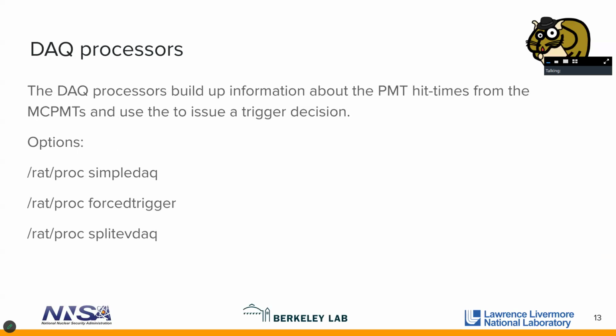Okay, moving on to the DAC processors, which are maybe the most important in terms of how the infrastructure for ratpac works. The idea with the DAC processors is that they typically build up information about the PMT hits from the MC PMTs, and I'm going to give a very specific example of this in a second. So they build up information about the PMT hits and then use that information to issue a trigger decision, whether or not the detector triggered.